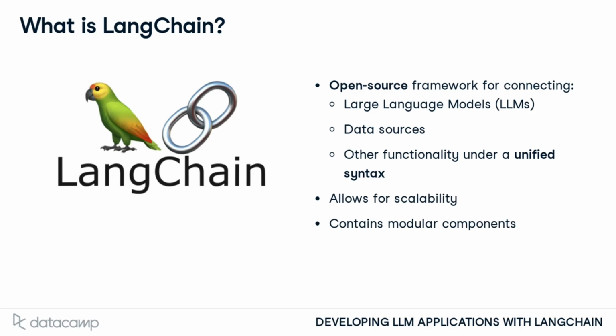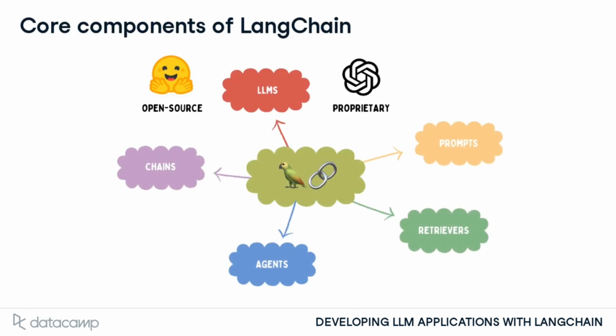This course will cover LangChain and Python, but libraries also exist for JavaScript. LangChain encompasses an entire ecosystem of tools, but in this course, we'll focus on the core components of the LangChain library: LLMs, including open source and proprietary models, prompts, chains, agents, and document retrievers. Throughout the course, you'll see how these LangChain components can enable some truly awesome LLM applications.